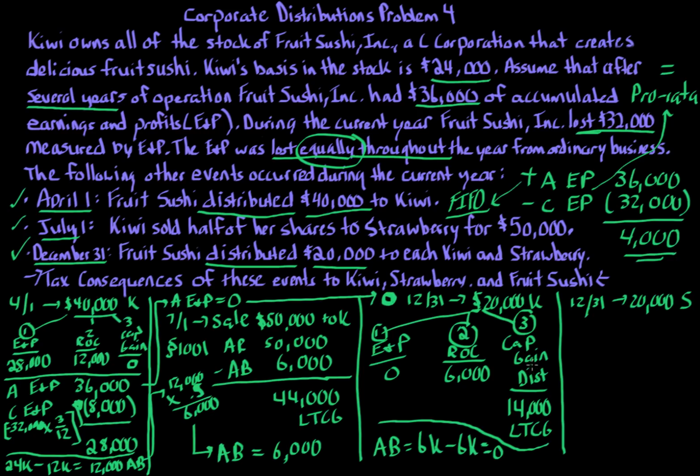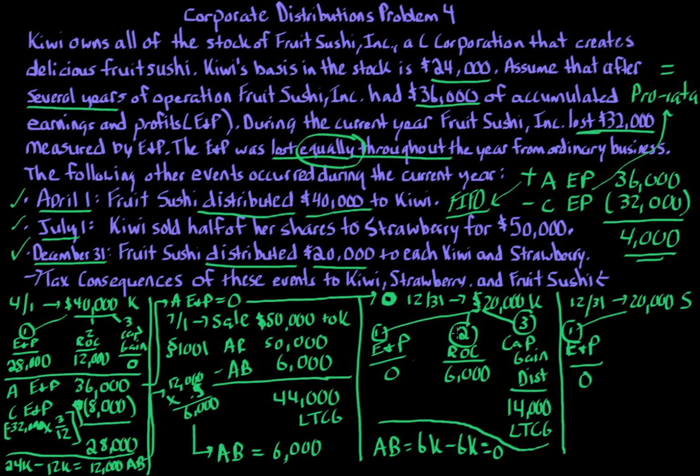See how that works? Okay, now we go to Strawberry. Strawberry has $20,000 distribution, just like Kiwi did on 12/31. So we first start with EMP. Well, again, this is the same thing. Accumulated EMP was 0 on 12/31 for both. It was 0 after this transaction on April 1st. And because current EMP is negative, that means that EMP is going to be 0. There is no, we just put 0 here.